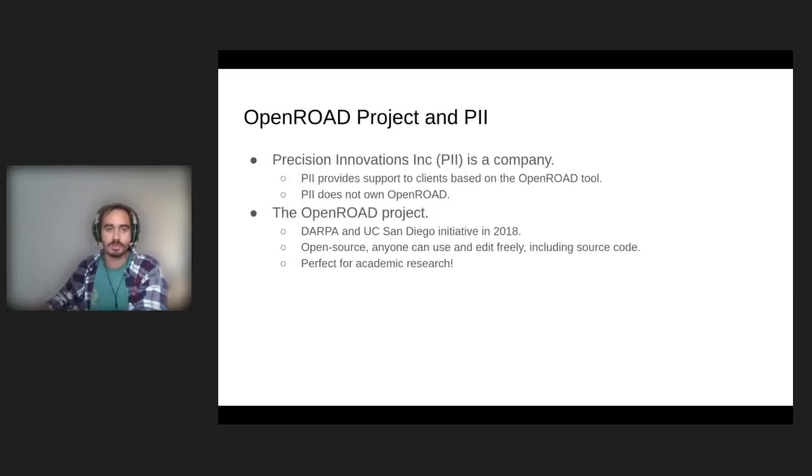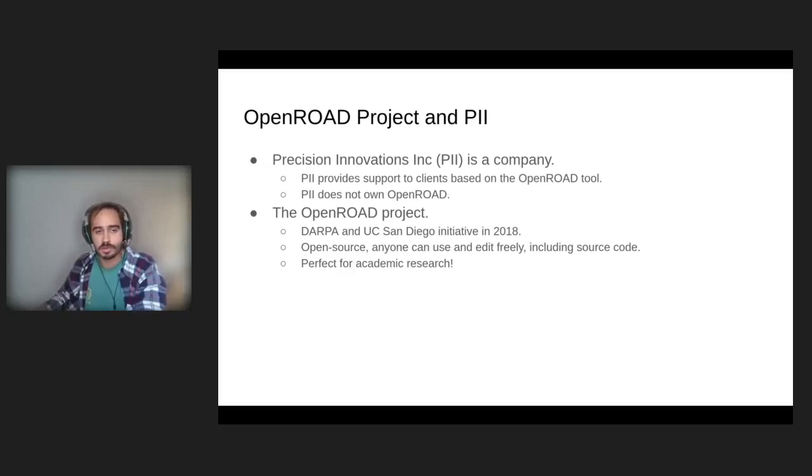All right, so Precision Innovations PII is a company. It's a private company, and it provides support to its clients based on the OpenROAD tool, which is open source. Okay, so Precision Innovations does not own OpenROAD. They are two separated organizations. And PII is private, and OpenROAD is public and open source.